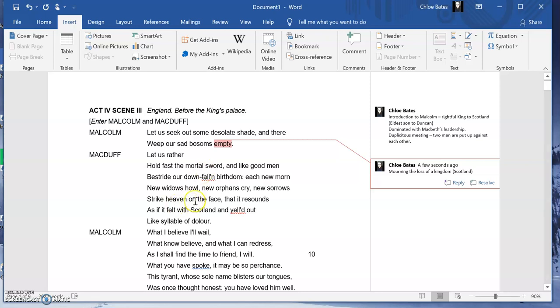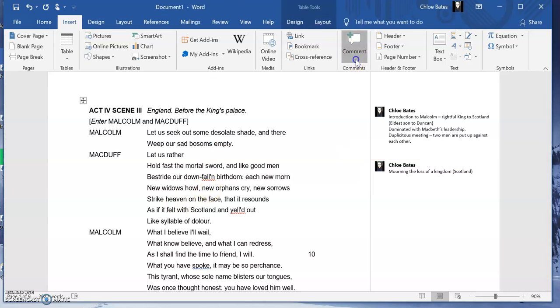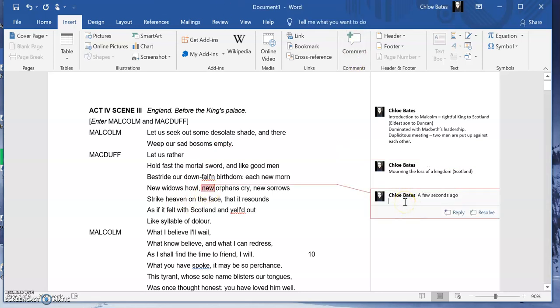Right, we've got the listing here of the destruction of Scotland. Look at all of the widows howling, orphans crying, new sorrows constantly. So Scotland is in a terrible way. So it's listing the destruction of Scotland. And again, that would be quite horrible because that's their country. You know, they lived there. It's like that patriotism to their country.